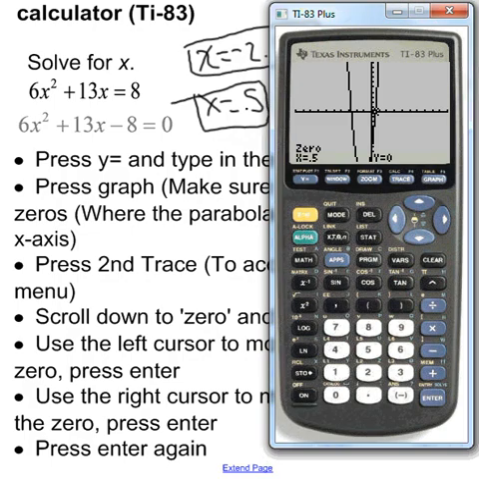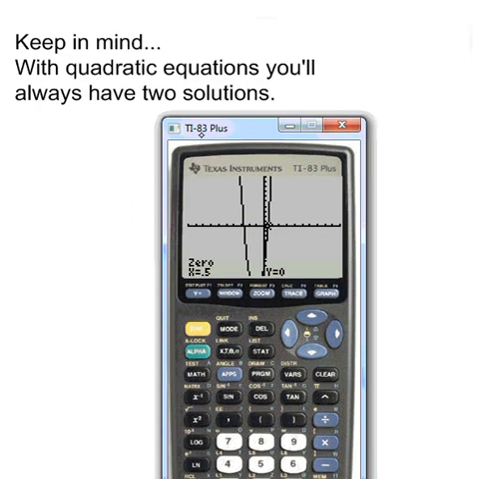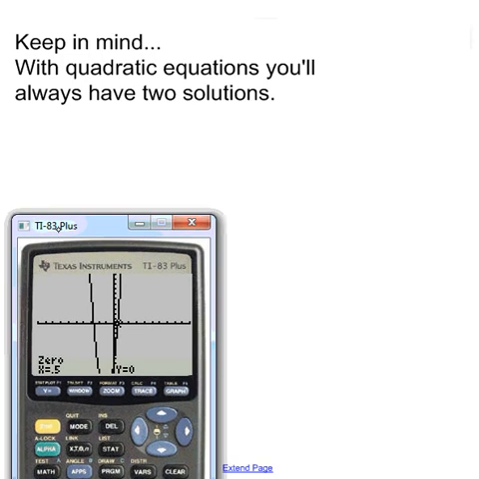Okay, remember we talked about how there's always two solutions with quadratic equations? Well, here's why. Because you have a parabola, and a parabola has two sides to it. So you see the parabola here is intersecting the x-axis at 2 points, so that's why you have two solutions.